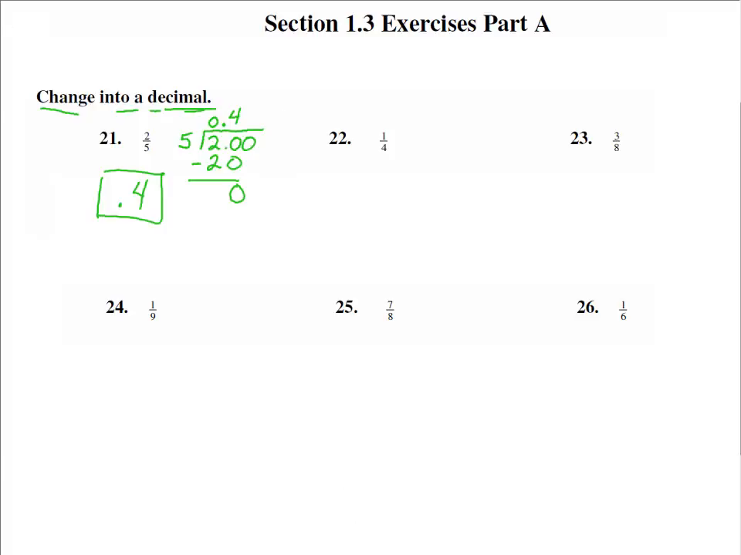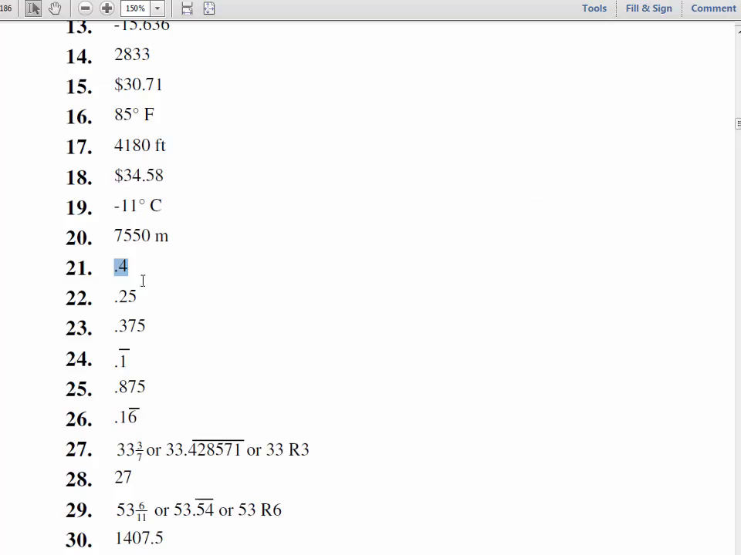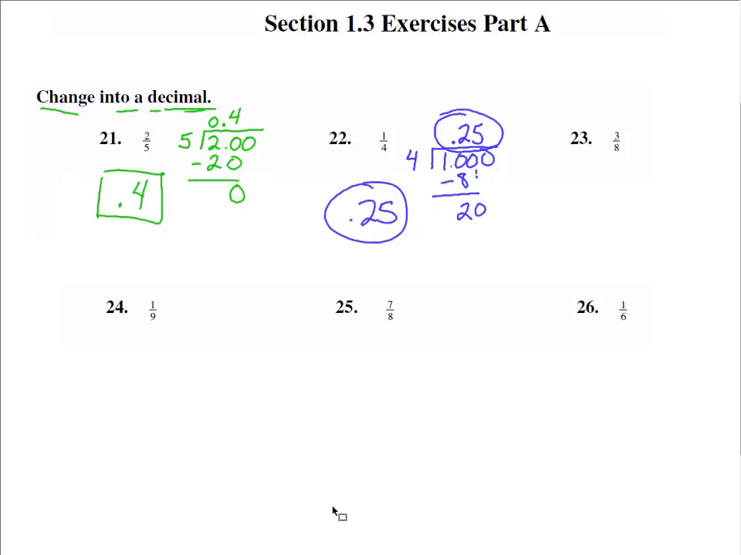Okay, number 22, 1/4. So this is where we're going to put 1 divided by 4. And if you have done it other ways where you put the numbers in different locations, go ahead and use your method, but you should come up with the same answer. 4 goes into 1, it does not. 4 goes into 10 twice. 2 times 4 is 8. Subtract and we get 2. Bring down the 0 and we get 20. 4 goes into 20 5 times. 0.25 is the solution there. Let's check our answer. And yes, indeed, there it is, 0.25.